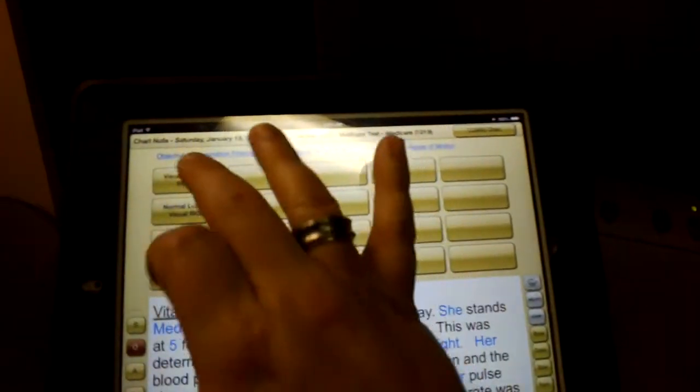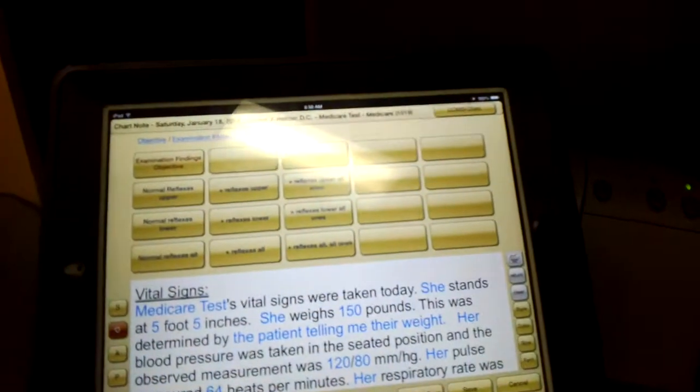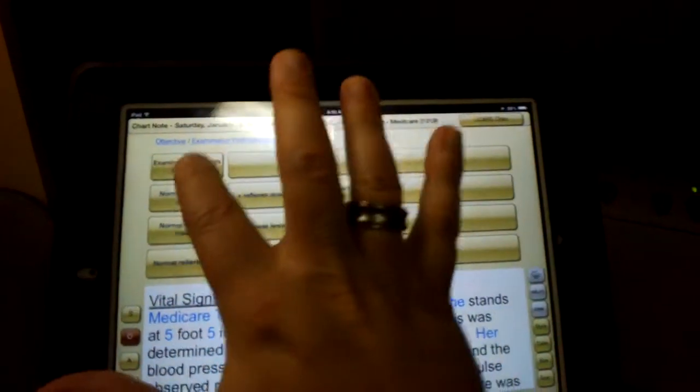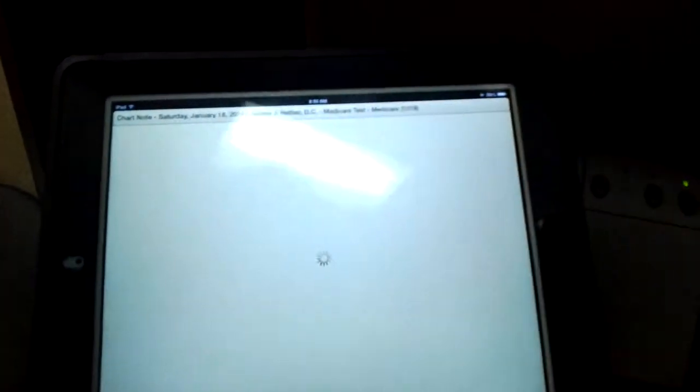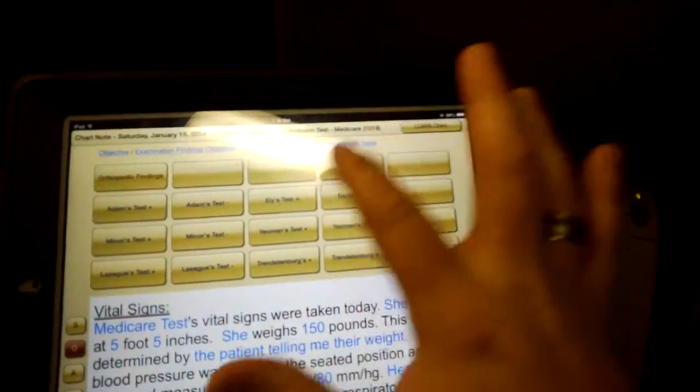From there, we're going to go right under orthopedic tests. Let's just go under reflexes first. Let's say that the lower reflexes were all normal, and from there, we're going to go under orthopedics. We're going to introduce the orthopedic test. We're going to say that the complaint of low back was tested. Here's our low back.